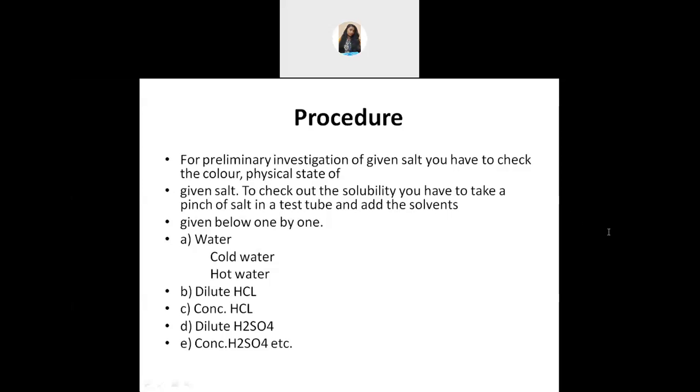If the solubility you found is for concentrated HCl, then you have to write it. If the salt remains in the test tube, then you have to add H2SO4, dilute and concentrated, like that. This way you can find the solubility of the salt.